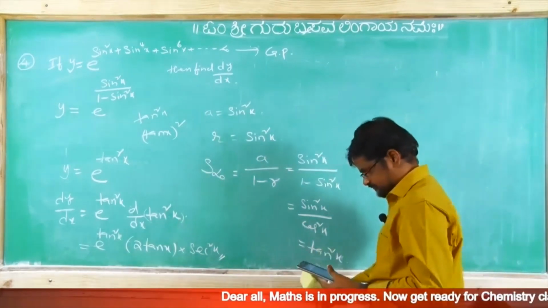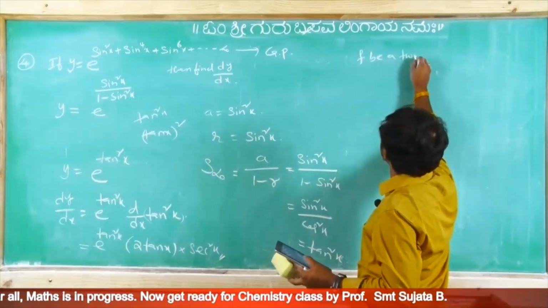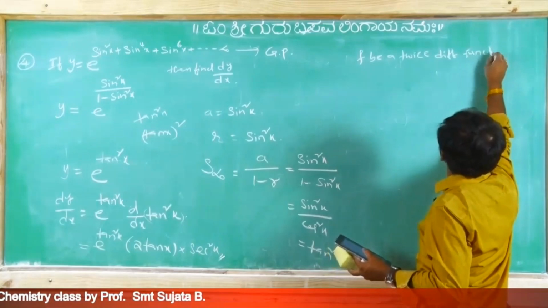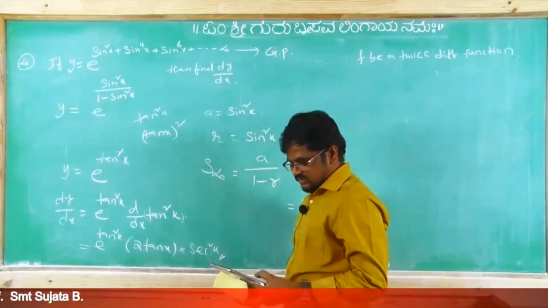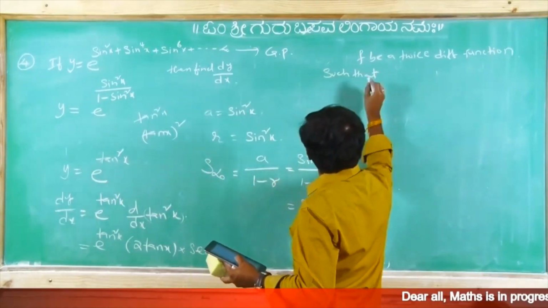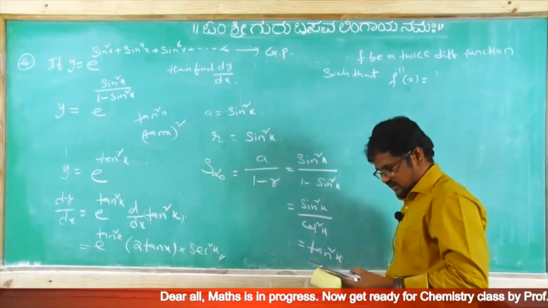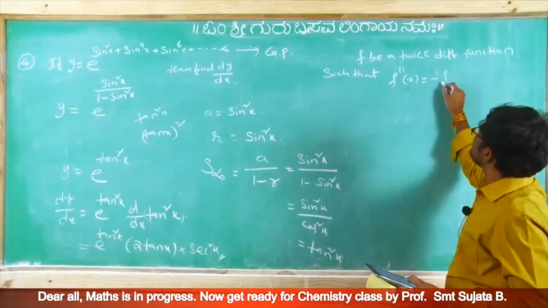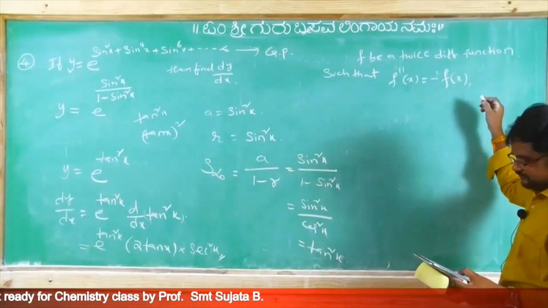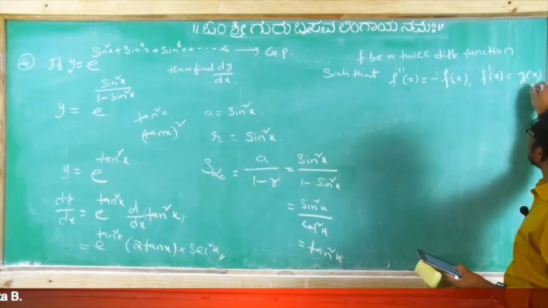And one more problem here. Write down. Let f be a twice differentiable function such that f double dash of x, actually it is a second order derivative, equals minus f of x, and f dash of x equal to g of x.